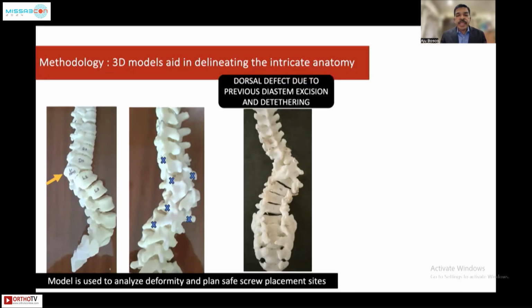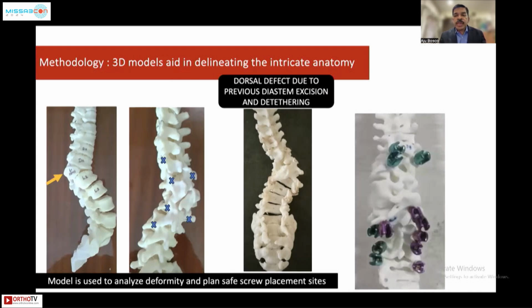And here you can see that in this patient of congenital scoliosis, a previous diastem excision and detethering was done, and the dorsal defect can be seen clearly. So these enable the surgeon to approach the patient during surgical exposure in a very safe way.